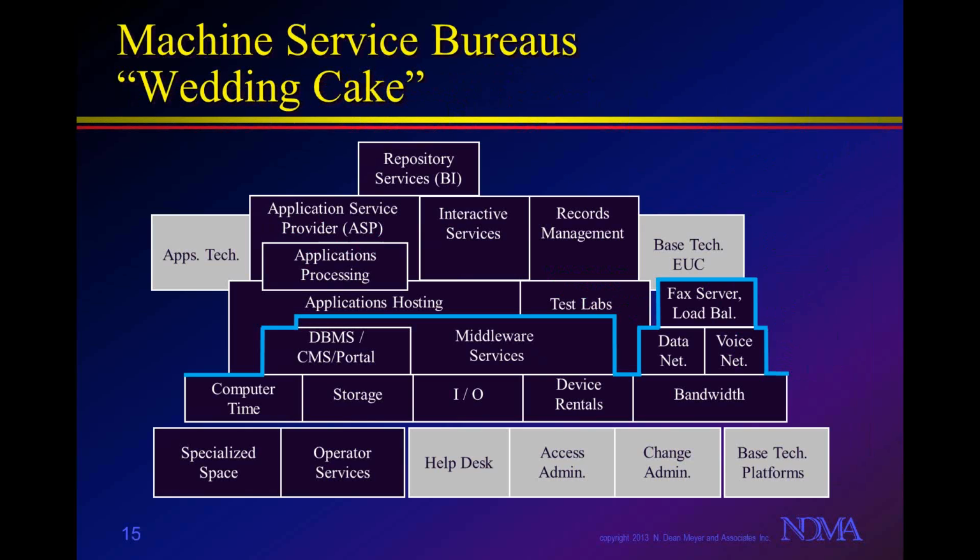The black boxes, not the gray ones, are examples of machine-based service bureaus. At the bottom, you see the data center with rack space and floor space and cages and power and the operator services. And building up, you see the various layers of businesses within an IT machine service bureau.